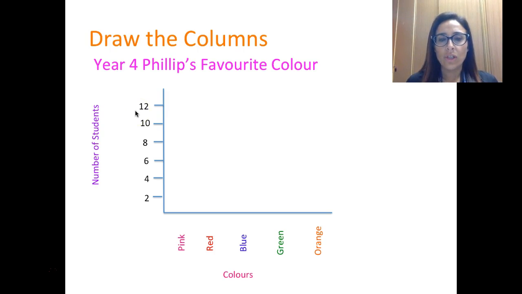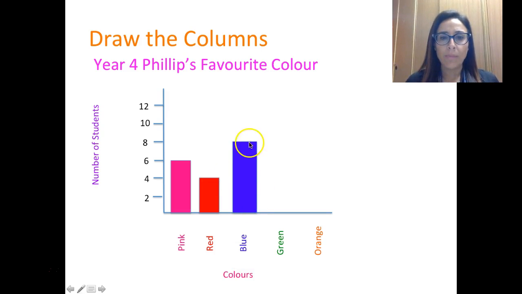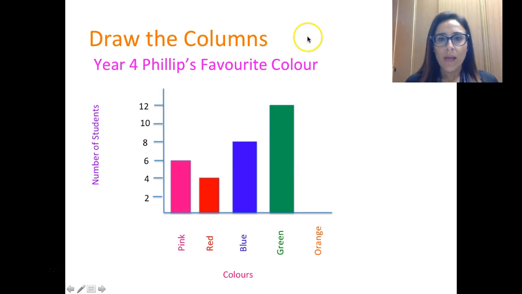Now we need to draw the columns. So 6 people liked pink, so we have to draw the column up to the 6. 4 people like red, so we have to draw the line for the column up to the 4. 8 people like blue, so we have to draw the line for our column up to the 8. 12 people like green, so we have to draw the line and stop it at 12. And finally, 2 people like orange. You can see that I've left a space in between each column.